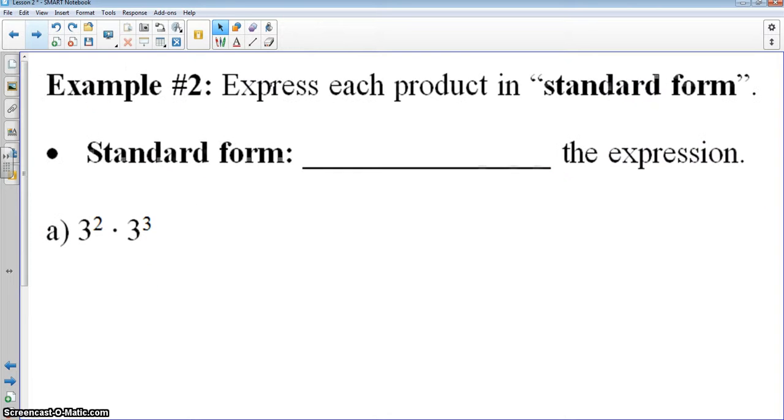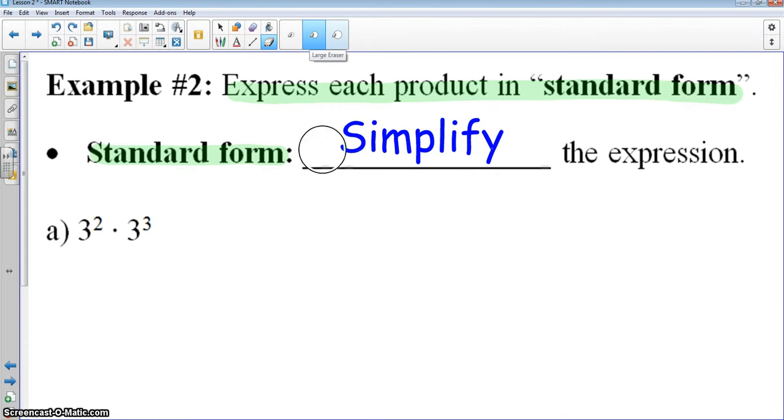Okay, let's try some more examples. The only thing different with this one is we're going to express each product in standard form now. Remember, standard form is when you evaluate or simplify the expression all the way. So you want to do all the math this time.